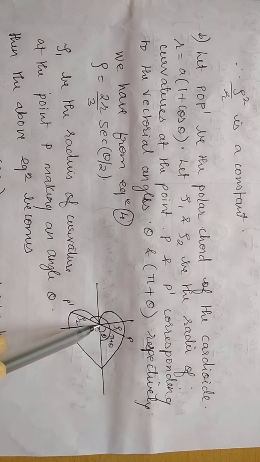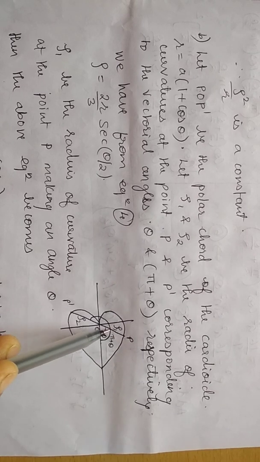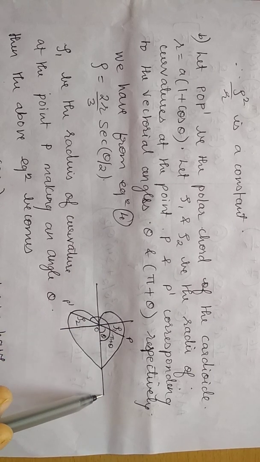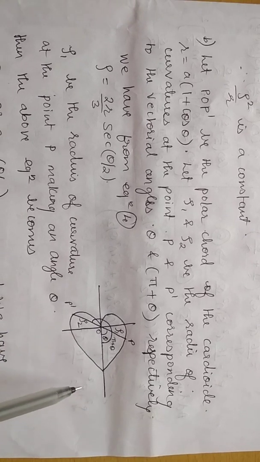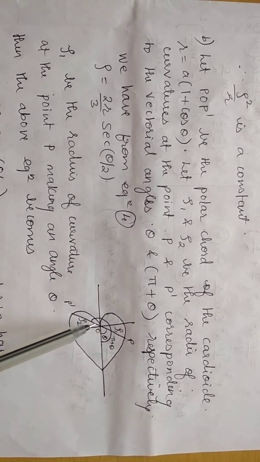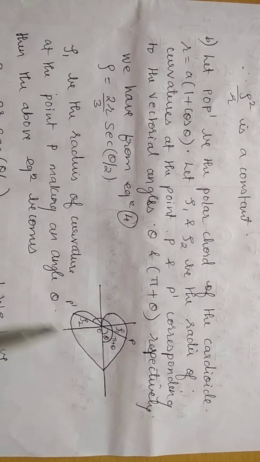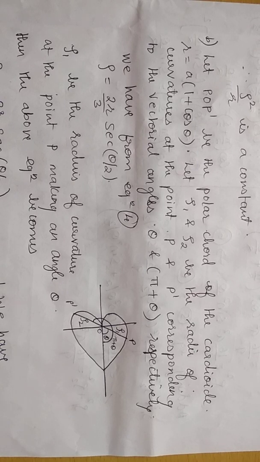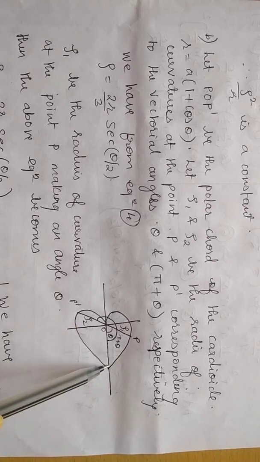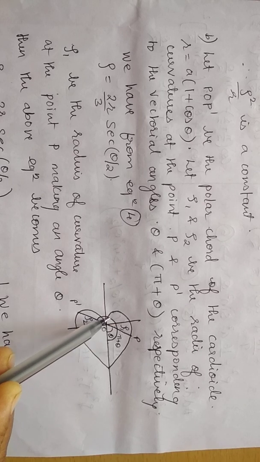From O to P, I am taking rho 1 as the radius, radius OP equals to rho 1, making an angle of theta with the initial axis. This is known as the initial axis. Similarly, from O to P dash, I am considering rho 2 as the radius. Radii is the plural form of radius, so rho 1 and rho 2 are the two radii. How much is the angle made by P dash with the initial axis? From this point to this point, how much will it be?